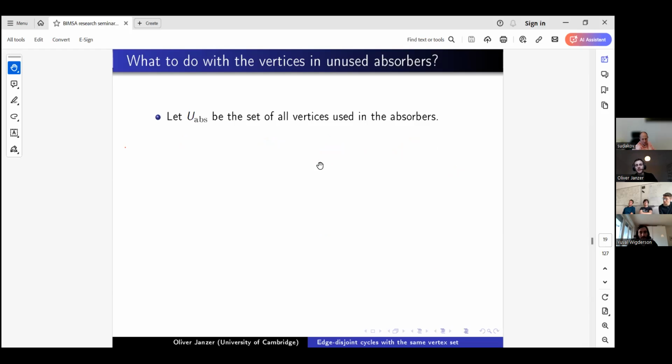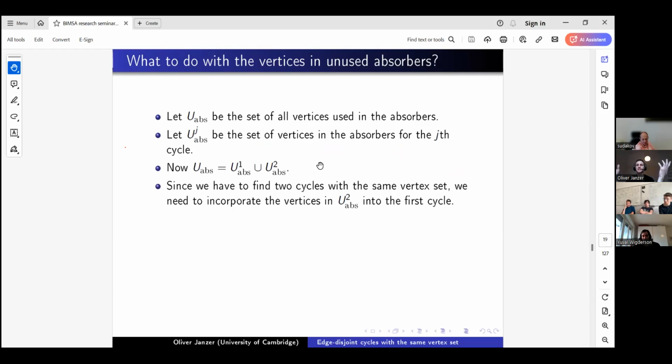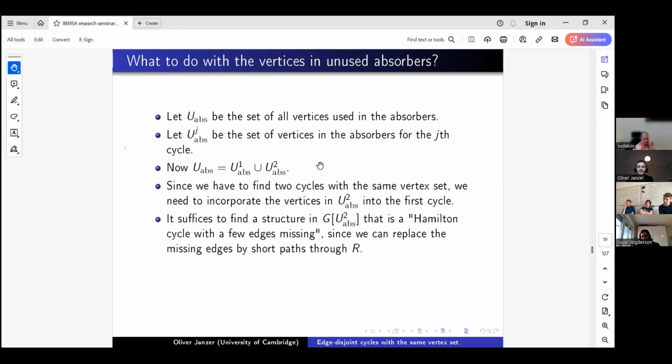So you have UAbs, the set of all vertices used in all absorbers. And of them, there are the vertices that are used in the jth cycle, which I denote by UAbs J. So UAbs naturally splits into two parts, UAbs 1 and UAbs 2. And the first cycle does naturally use UAbs 1, but doesn't at the moment use UAbs 2. So we need to find a way to incorporate the vertices in UAbs 2 into the first cycle. And this is where the matching stuff will come in.